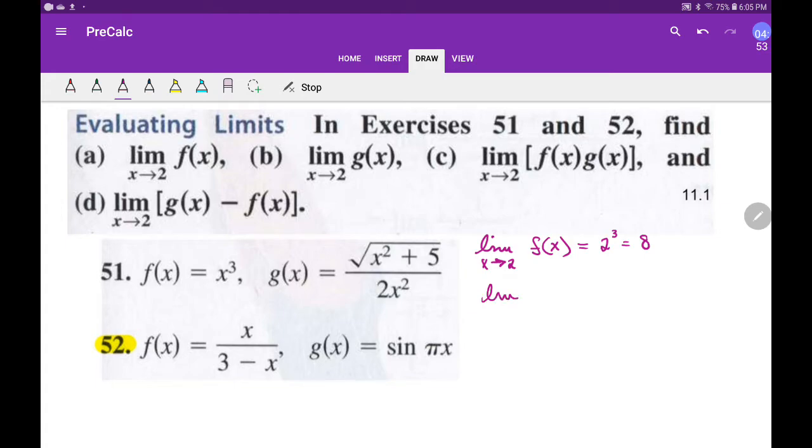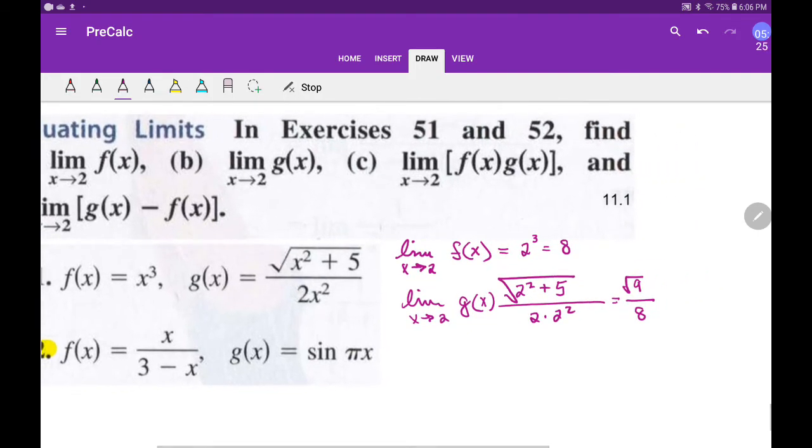Okay, and then the limit as x approaches 2 of g of x. Well, what's going on here? I'm going to plug in 2 to this and see what happens. And I say the square root of 2 squared plus 5, over 2 times 2 squared. Alright, well, that's 4 plus 5 is 9, the square root of 9, over 8, right? And so then I'm going to say the square root of 9 is 3, so I guess I better say plus or minus, over 8.